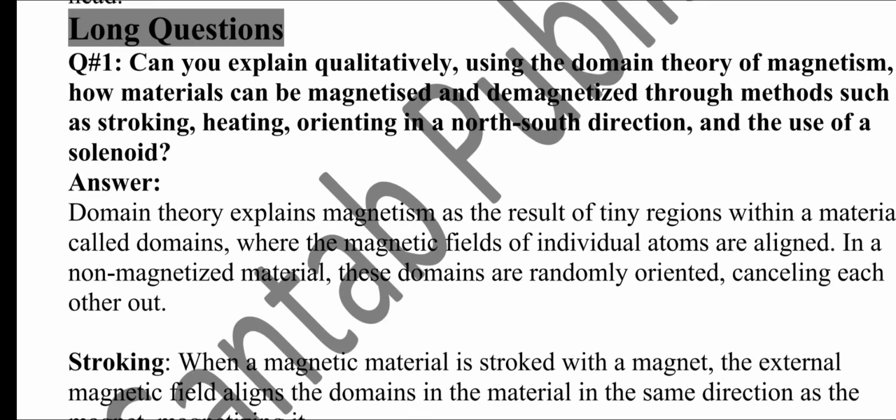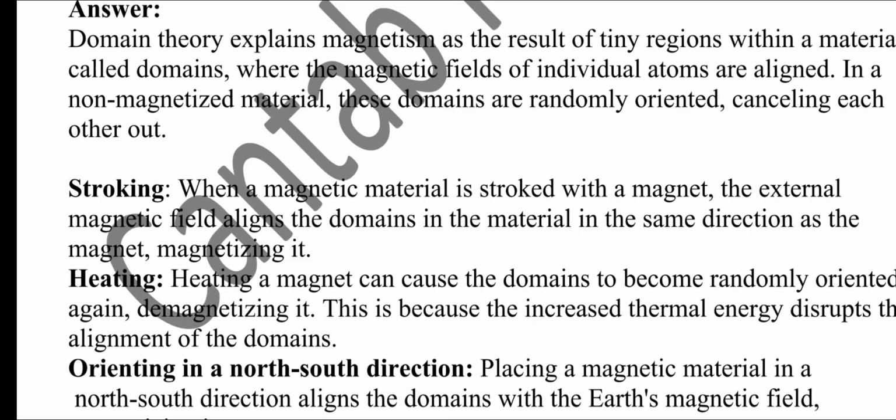Long questions. Question number 1. Can you explain quantitatively using the domain theory of magnetism how materials can be magnetized and demagnetized through methods such as stroking, heating, orienting in a north-south direction, and the use of a solenoid?